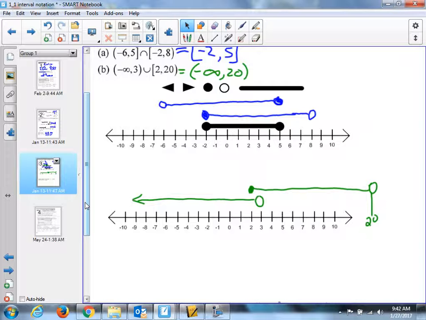Now, sometimes those sets can't be joined up into one neat set like I did in green. Okay? If there was no overlap in the middle, for example, if the number right here was a 1, there's no overlap, right? And there's no way you could rewrite that interval any differently, okay?